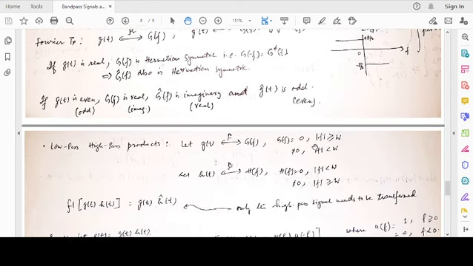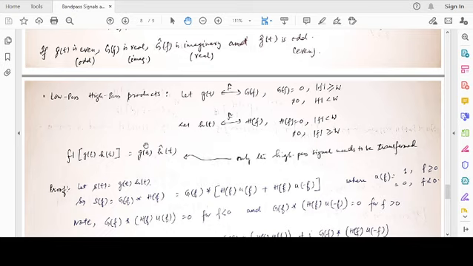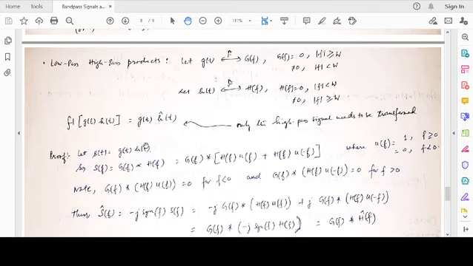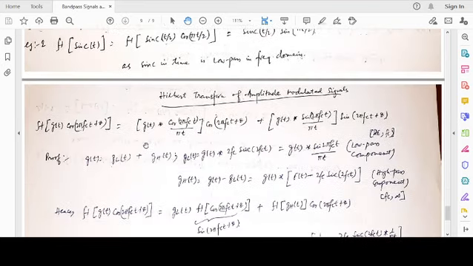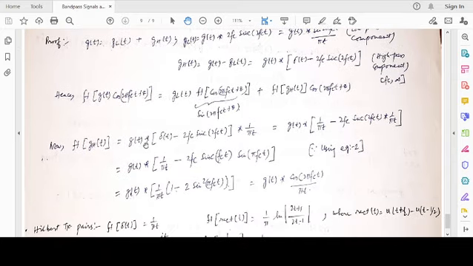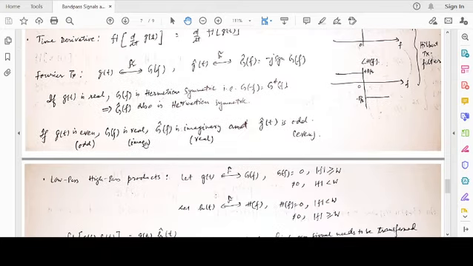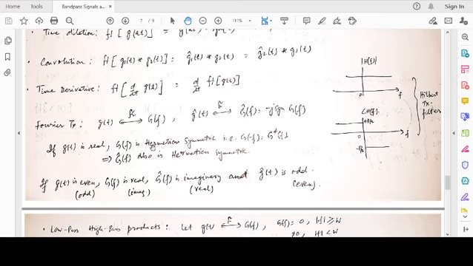In the next lecture, we'll discuss two more important properties. One is low pass high pass products, which we actually use to derive the results of amplitude modulation, and another is the Hilbert transform of amplitude modulated signals. So these two we'll discuss in the next lecture. Thank you very much.